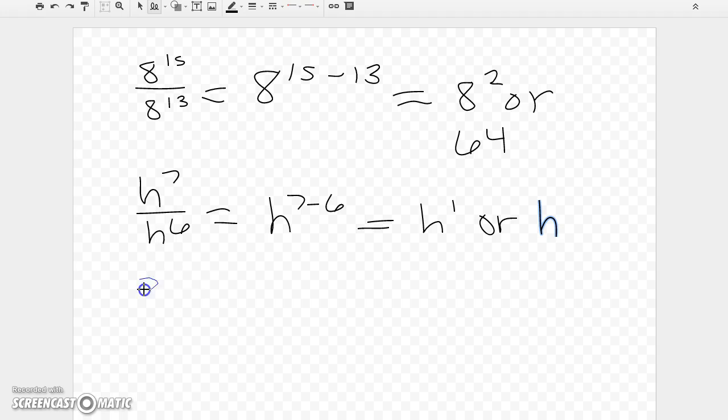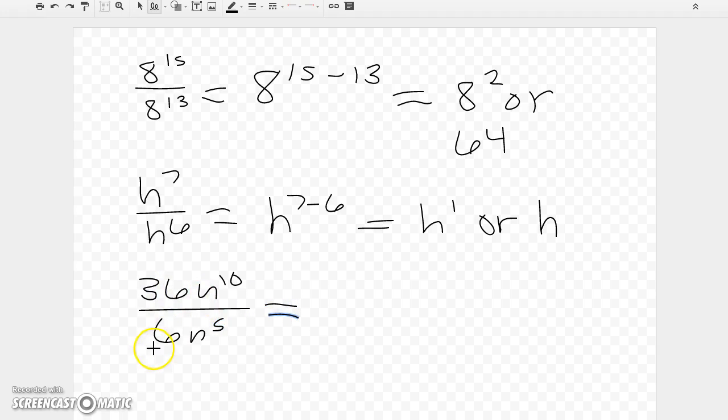Now let's do one where we have a few different things going on. So let's say I have 36n to the 10th divided by 6n to the 5th. Now, when I have more than one thing going on, meaning I have more than just variables, more than just numbers, I'm going to group my like terms, group things that are common.